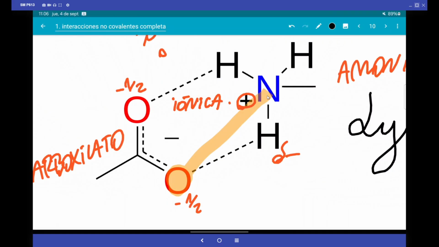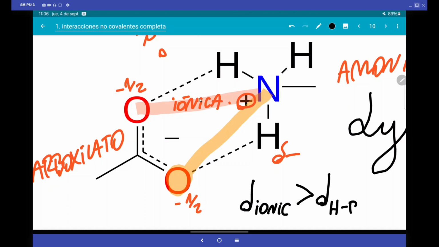Then where is there more distance in the ionic interaction? The ionic interaction in this case also happens with the other oxygen and nitrogen. Then the distance of the ionic interaction is greater than the distance of the hydrogen bond. That is relevant when doing drug design because one can play with the distances when one sees the receptor.